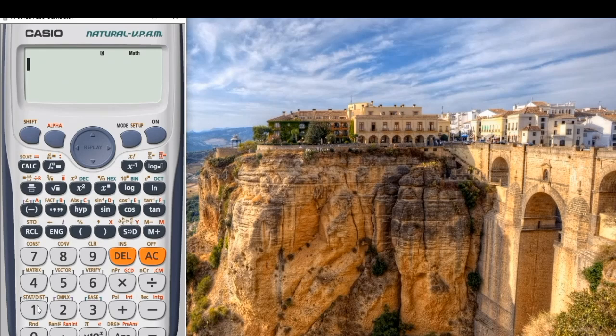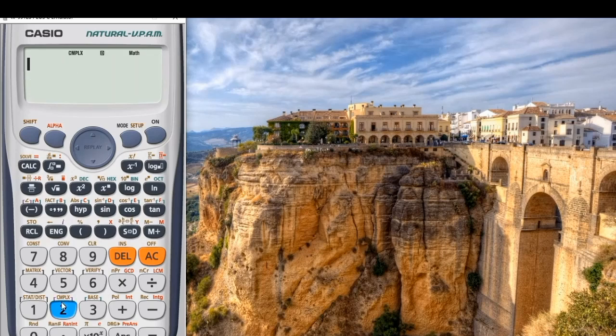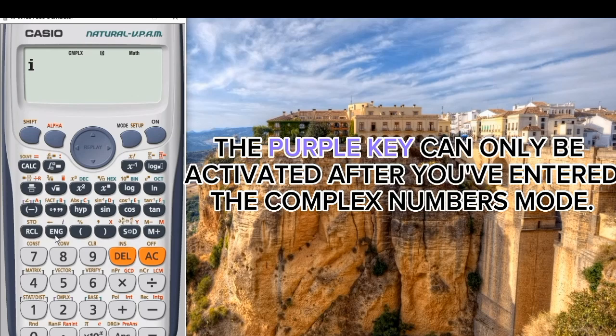We basically have only one purple key on the calculator, which is the I. And we can activate that particular key when we are in the complex number calculation mode. So now let me enter the complex number calculation mode. I tap on mode, I choose option 2, which is CMPLX. CMPLX is an abbreviation for complex. Now I have entered the complex numbers mode, which has been indicated on top of the calculator screen. So now I will tap on the ENG button. The ENG is an abbreviation for engineering notation. If I tap on this, then the I will appear. So that is the I button, and we use it to solve problems involving complex numbers.